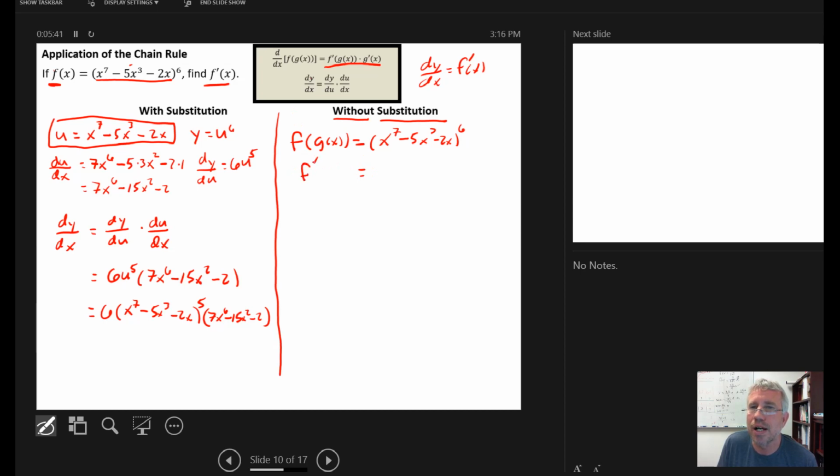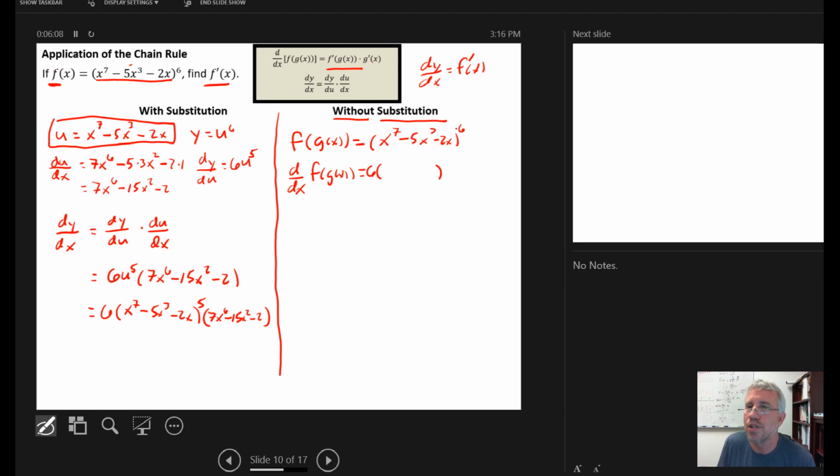if I want the derivative of that, if I want f prime of that mess, so I want d dx of f of g of x. I want to take the derivative of the composed function. Well, what does the chain rule up here say? It says take the derivative of f, and f has to be the outermost function, which is the 6th power function. Take the derivative of the outer function.